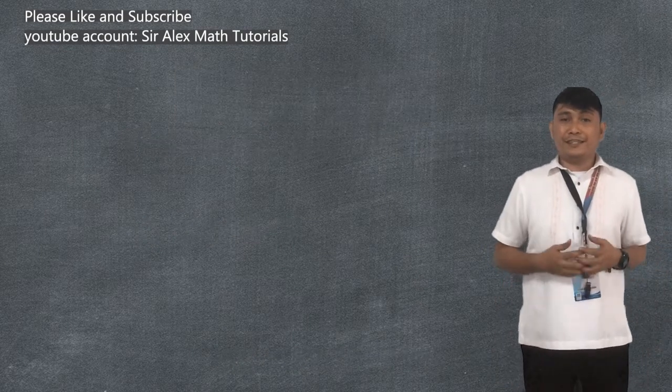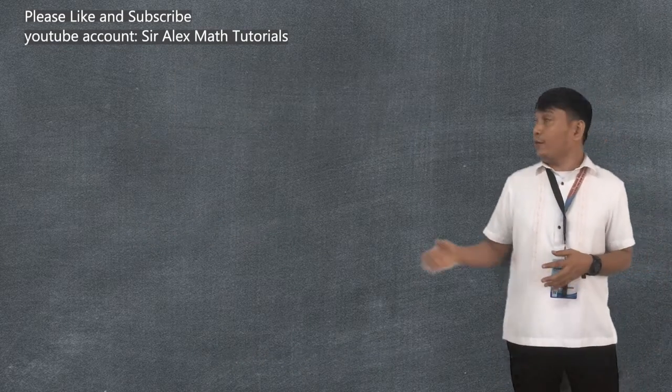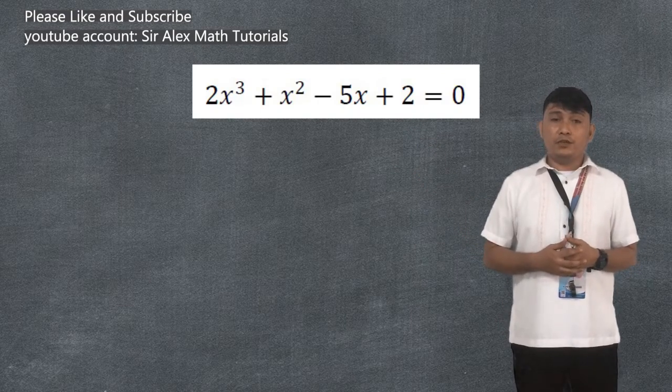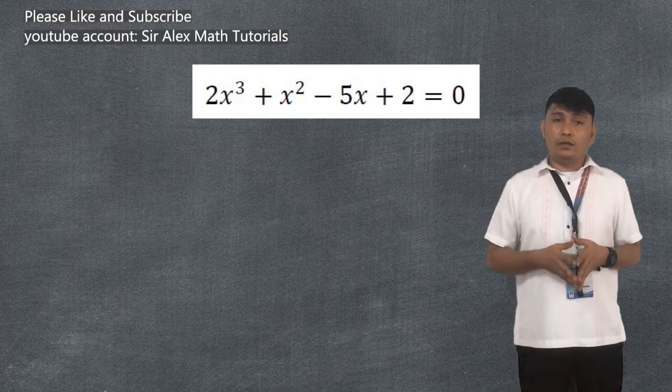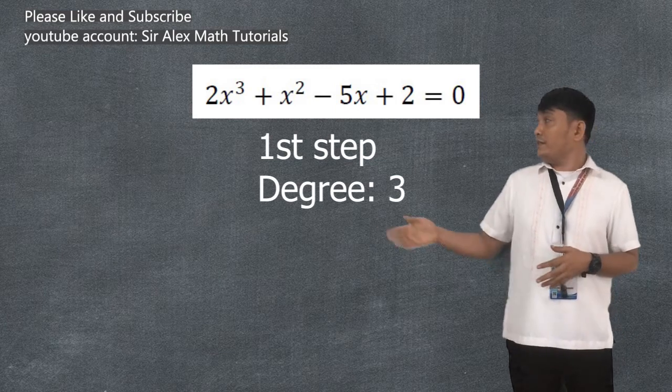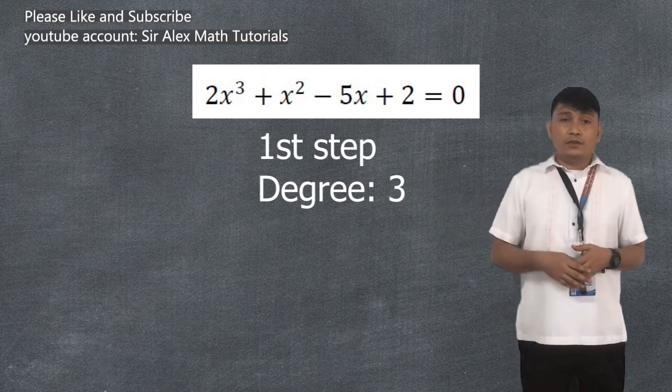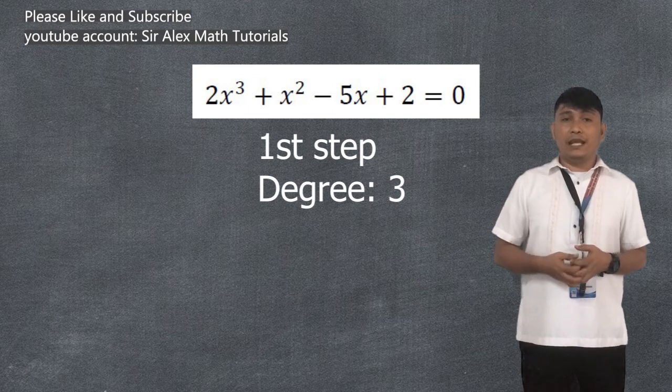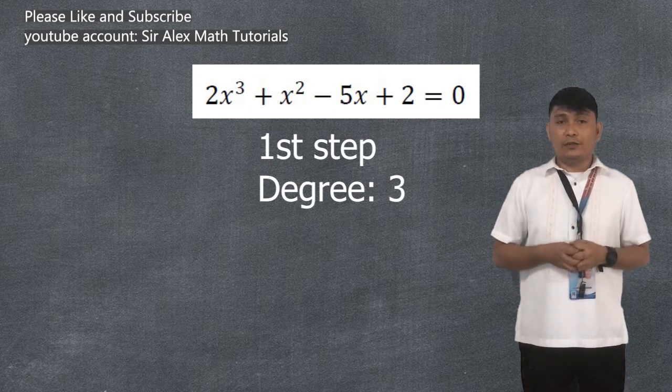Now for our second example, we will be using this equation: 2x cubed plus x squared minus 5x plus 2 is equal to 0. Now, by step 1, we will know the degree of this polynomial. Now we can see that the degree is 3. So we can also expect that this polynomial has 3 real roots.